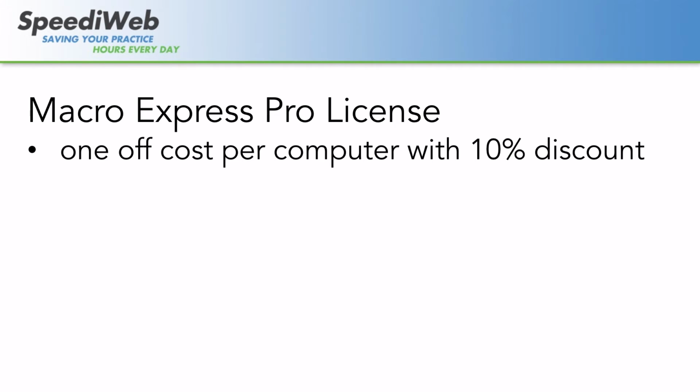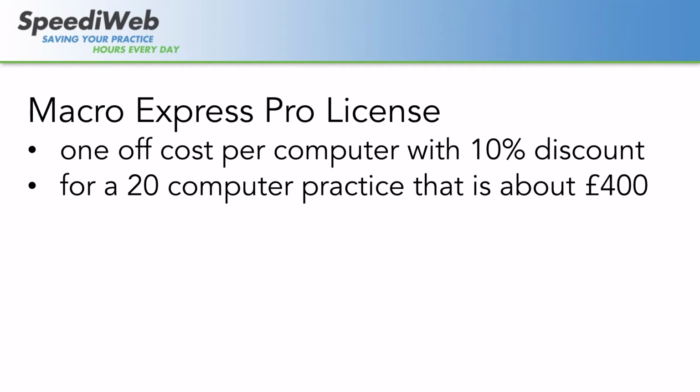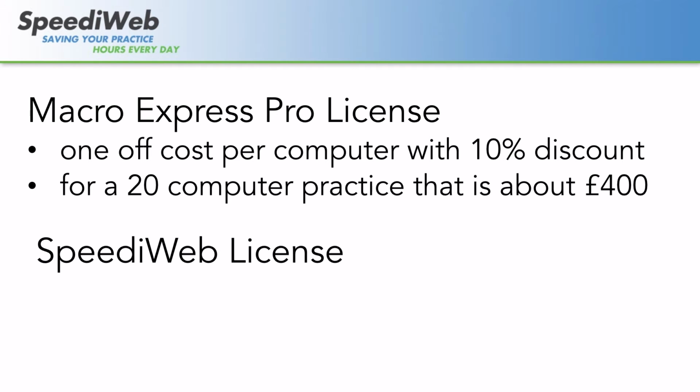So, in order to get started on using SpeediWeb, you need two things. First of all, you need a Macro Express Pro license. This is a one-off cost per computer. We're able to give you a 10% discount off the list price, and you'll be able to find the link for that on the register page. But for a 20 computer practice, that's roughly about £400.